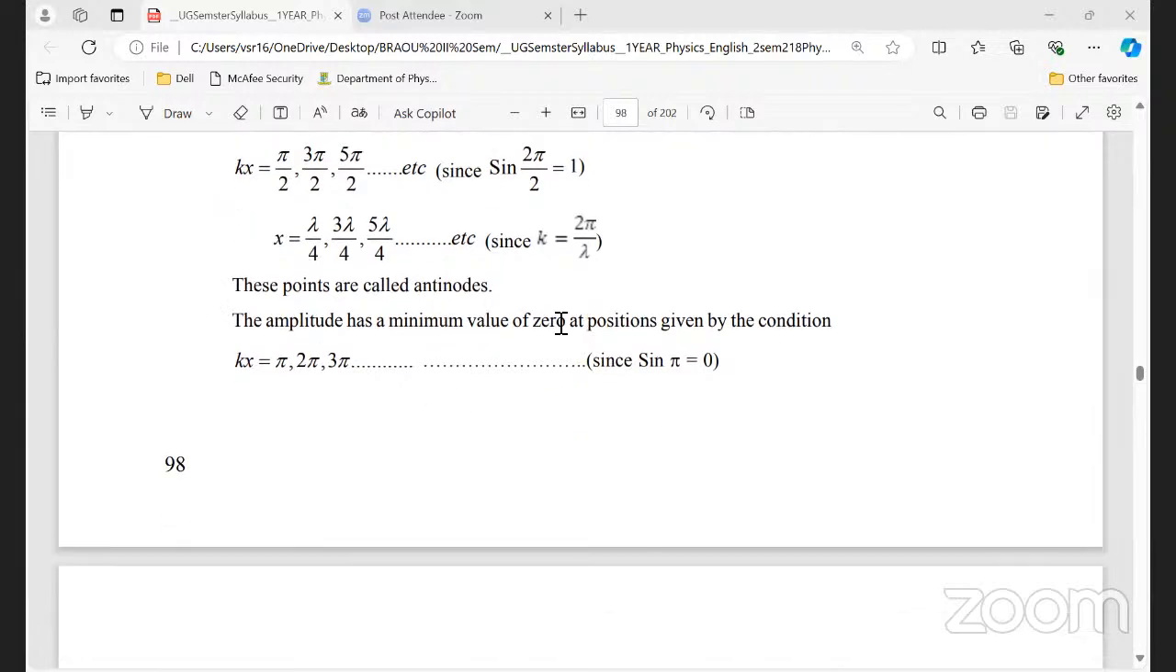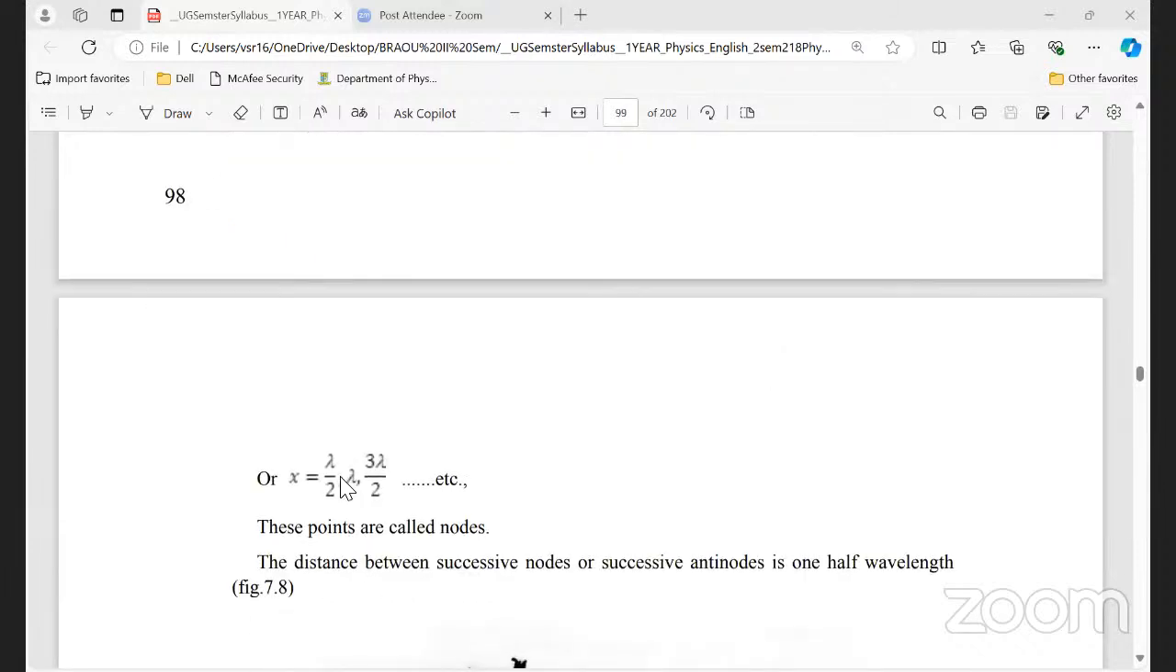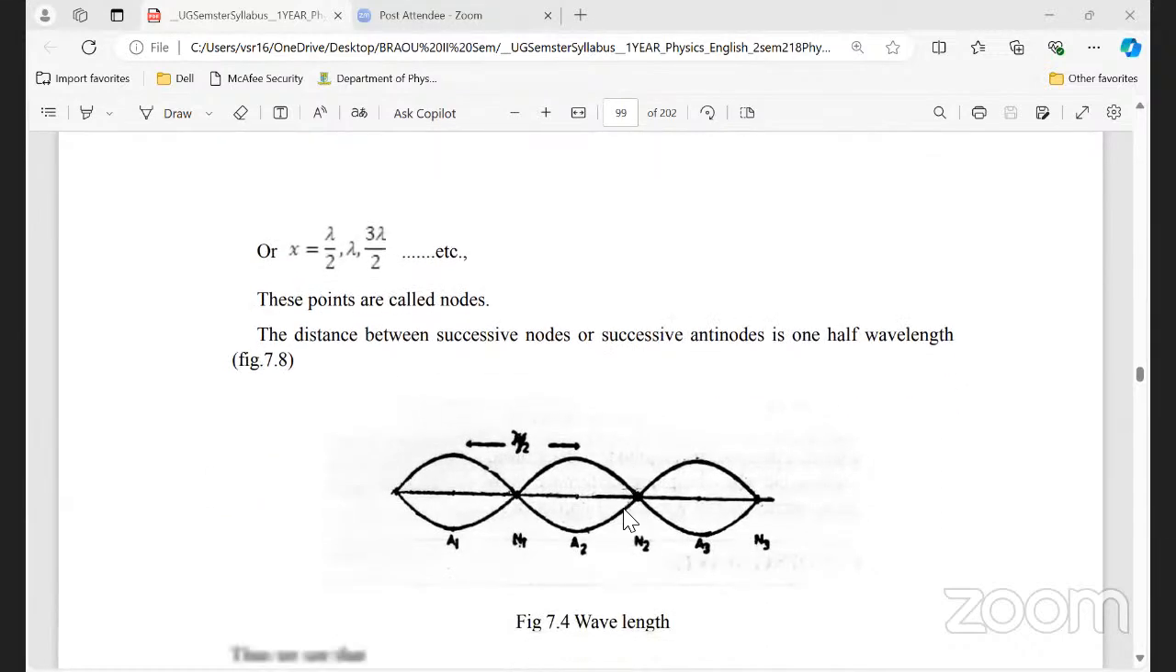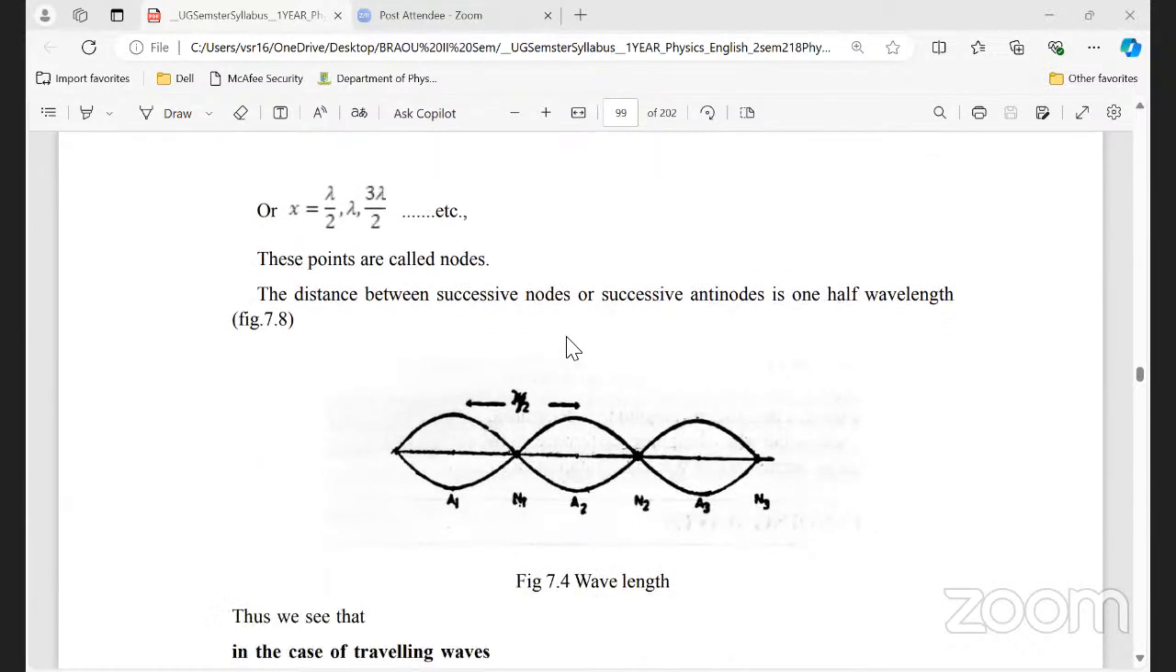So for minimum values, sine pi is 0. So the kx value should be pi, 2 pi, 3 pi, like that, and you substitute here also. These minimum amplitude points you can call nodes. So this is the diagram. The distance between successive nodes or antinodes is nothing but lambda by 2, half wavelength. Do you know that?